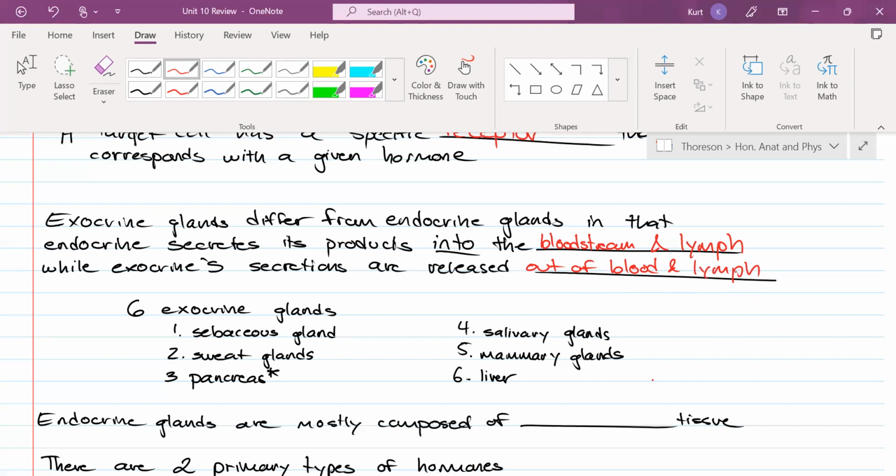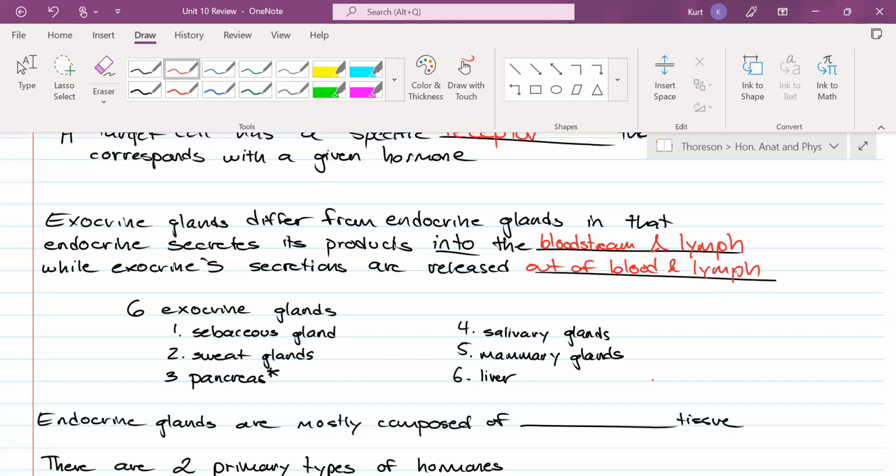You have your sebaceous glands. They are on your skin. They lubricate your hair. That's oil. If you have a lot of zits, you have a lot of oil, clogs your pores. Sweat glands. We all have sweat glands. When you get too hot, you tend to sweat. Does sebaceous oil, called sebum, and sweat go into your bloodstream? No. So those are exocrine glands.